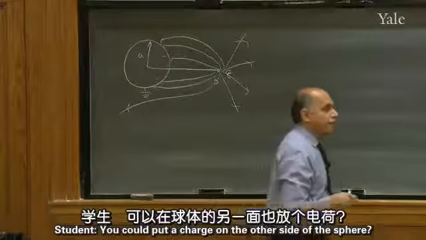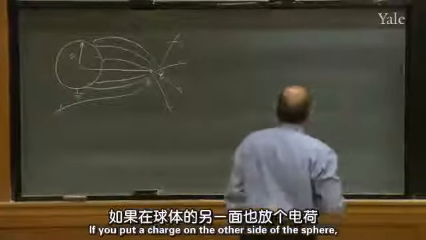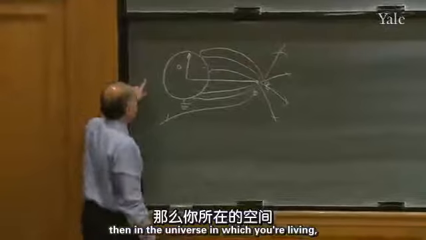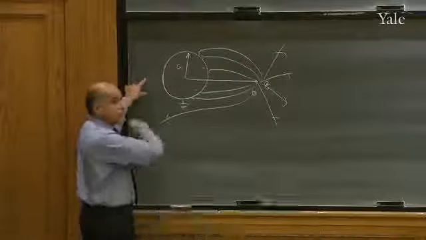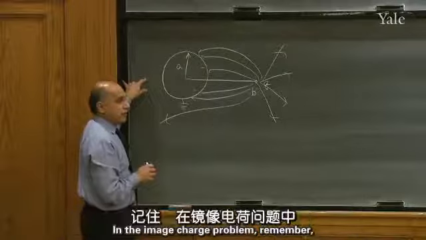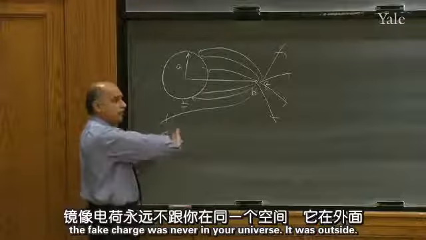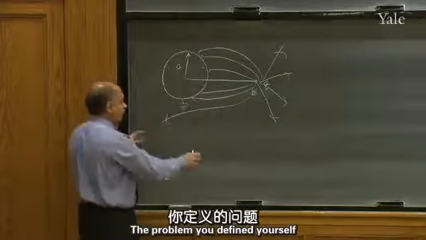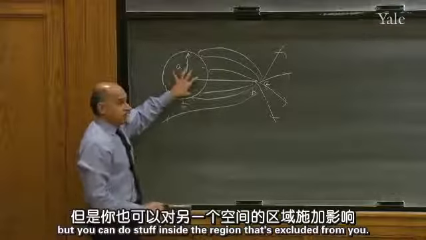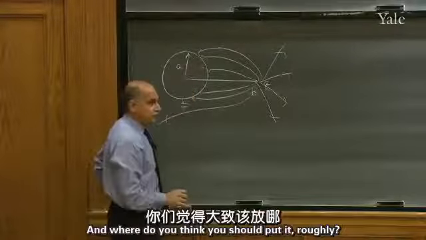Yep. We could put a charge on the other side of the sphere? Okay, that's not a bad guess. If you put a charge on the other side of the sphere, then in the universe in which you're living, namely outside the conductor, things have changed, right? In the image charge problem, remember the fake charge was never in your universe, it was outside. The problem you defined yourself should remain the same where you are, but you can do stuff inside the region that's excluded from you. So you're almost right, you want to put a charge inside here.